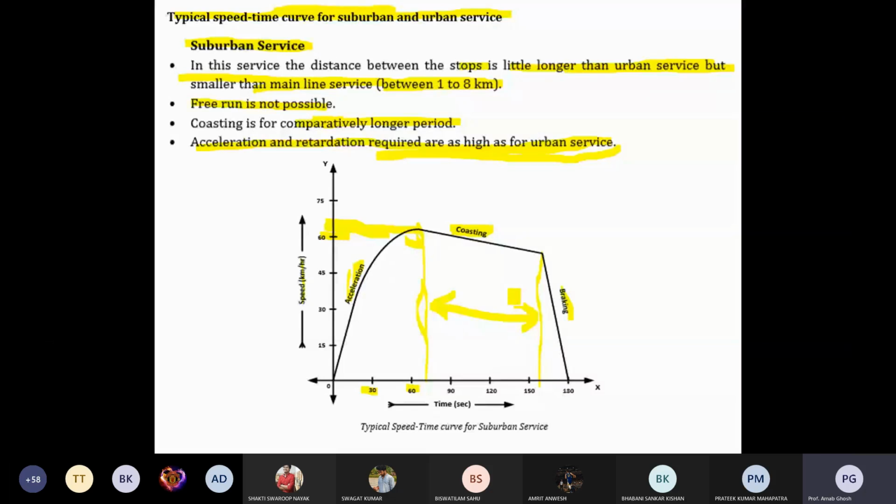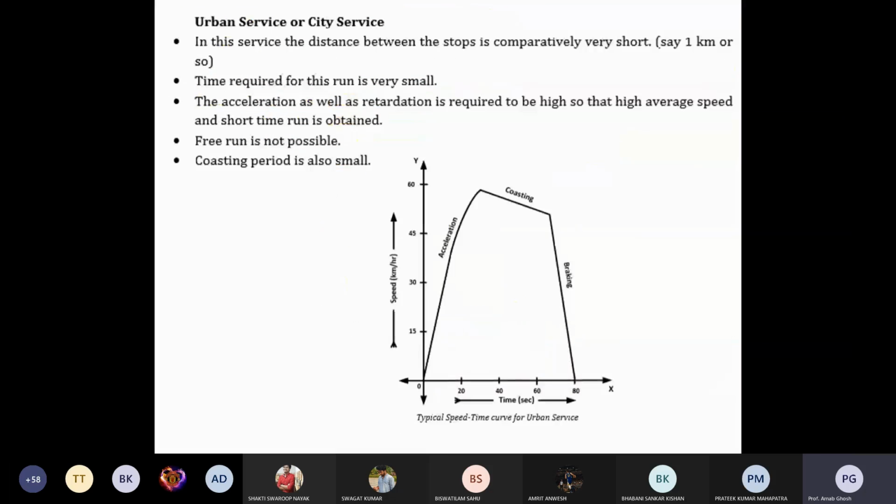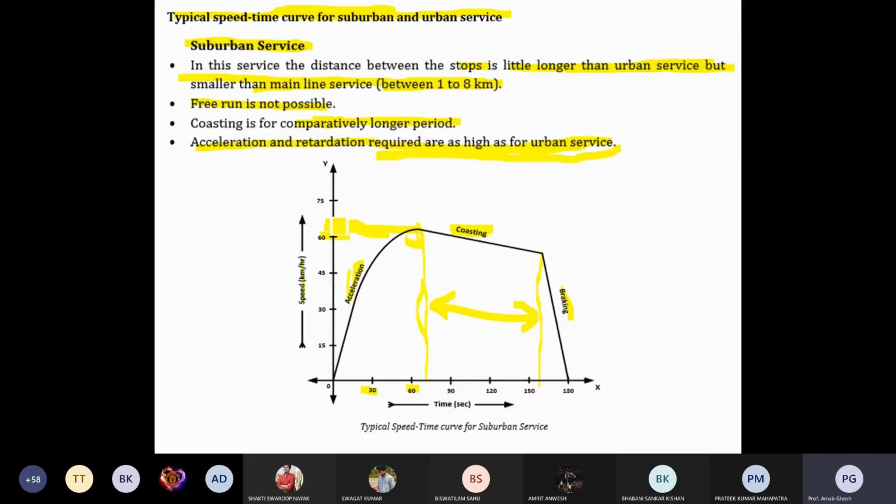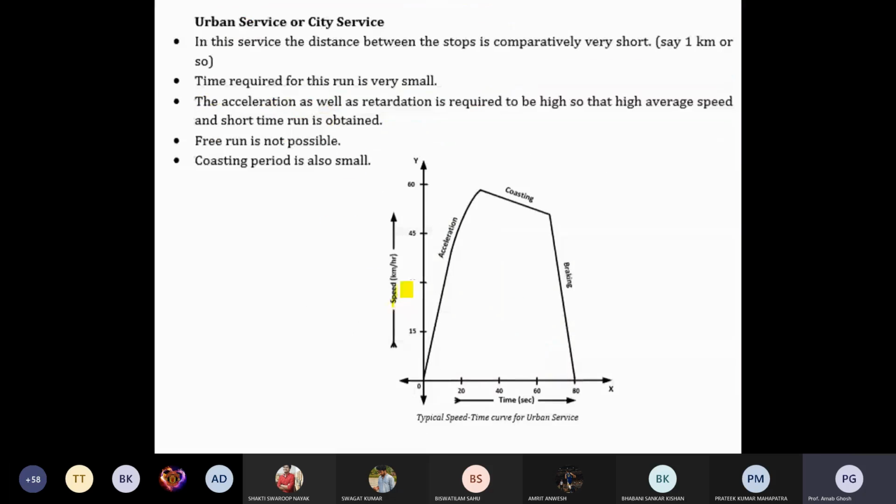Then urban service. In suburban service the distance is more or less up to 8 kilometer. That's why you can reach up to 70 kilometer per hour, the motor speed. Here you know it is 1 kilometer to below 5 kilometers. So that's why you are not able to reach up to 60 kilometer. More or less you are reaching that value up to 55 kilometer. So 55 kilometers you traveled around.